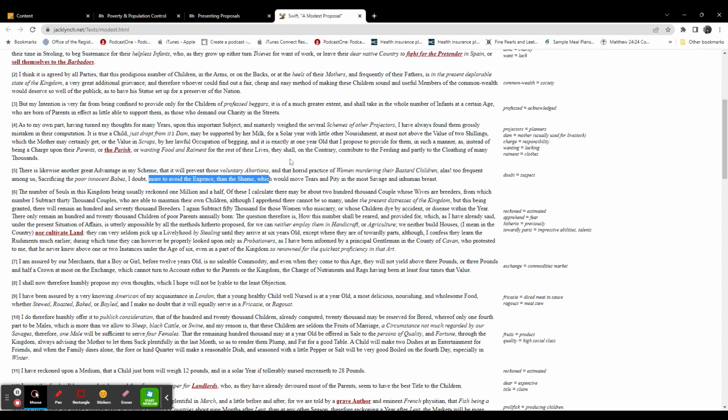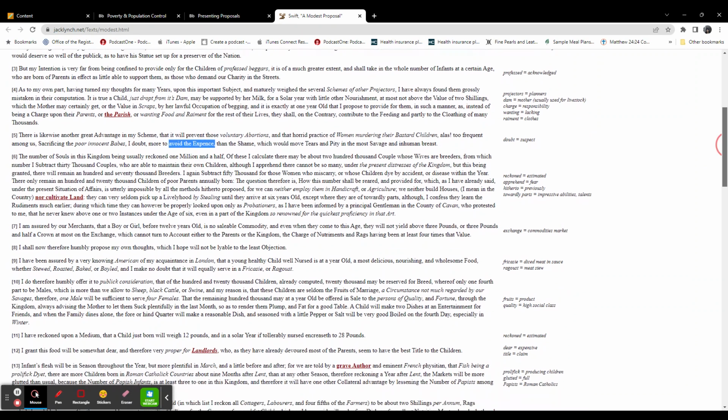So, if you accept my plan, my proposal argument, then it's going to prevent these voluntary abortions. It's going to prevent women feeling necessary to murder their bastard children, and they're only doing so because they are avoiding this expense, right? They don't want to have to take care of those children, right?